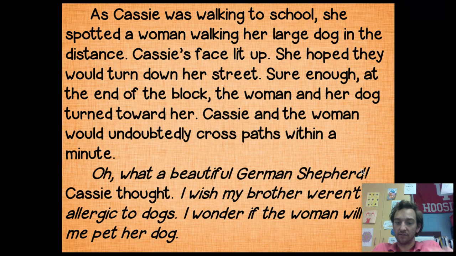But I can make another inference. I get another clue about Cassie's life. "I wish my brother weren't allergic." So her brother being allergic, I have background knowledge where I know people in my life that are allergic to dogs, and they can't have dogs. So that lets me know that Cassie's family cannot have dogs because her brother's allergic. So that might be another reason why she likes the dog so much.